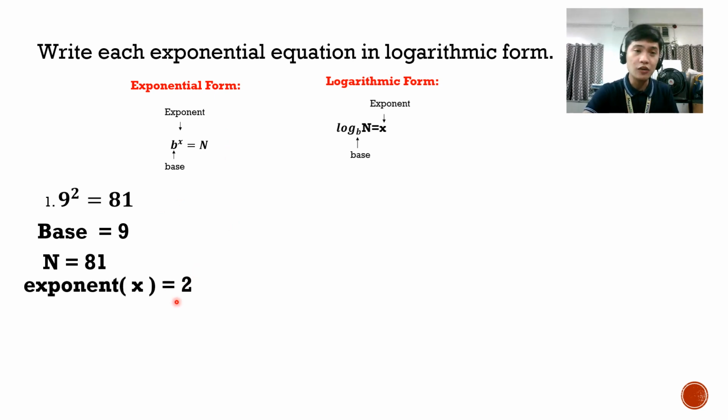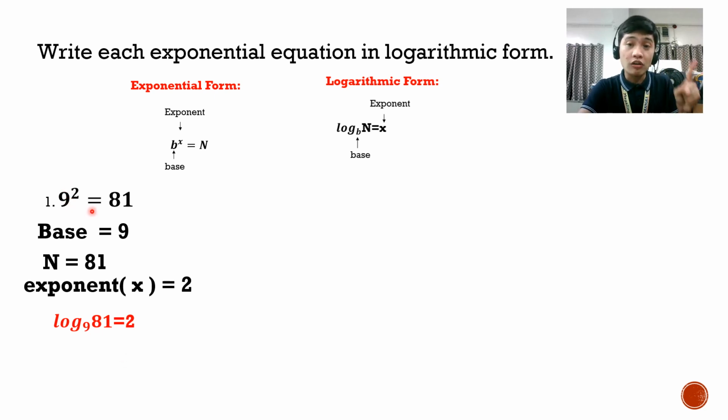Ngayon, kung ito ay i-relate natin sa logarithmic form, logarithm of n base b is equal to x, ito po magiging itsura niyan. Logarithm of 81, kasi ang n natin dito ay 81, base of 9, kasi ang b natin dito or base natin ay 9, is equal to 2. Kasi nga, yung exponent natin in this particular given is 2. Therefore, 9 raised to the second power equals 81.